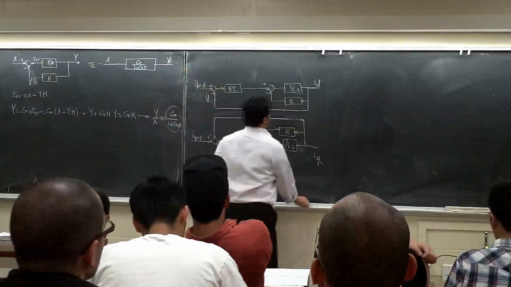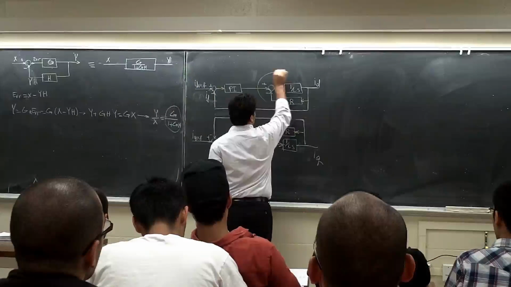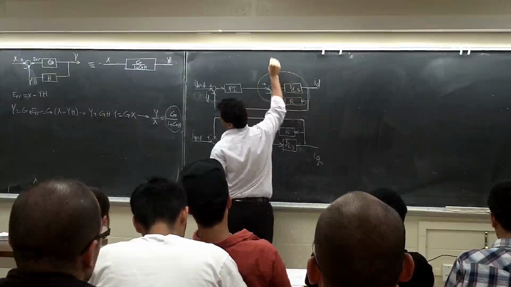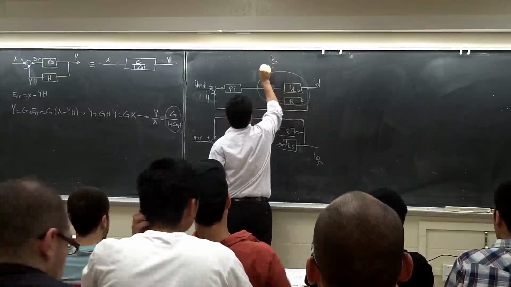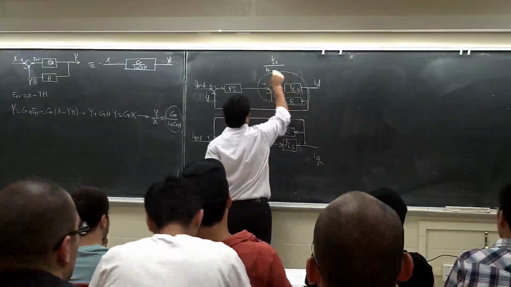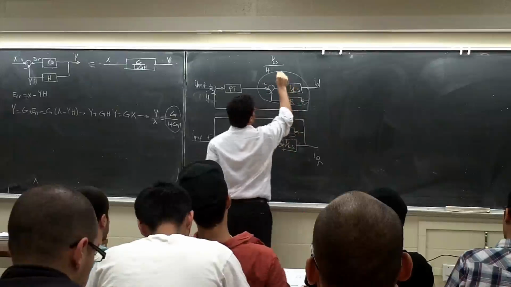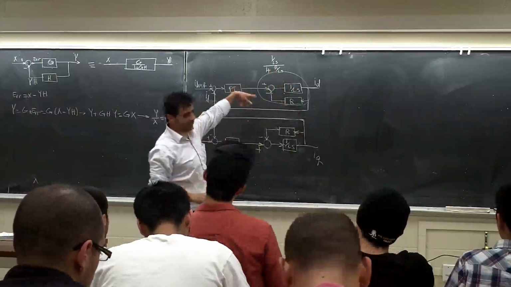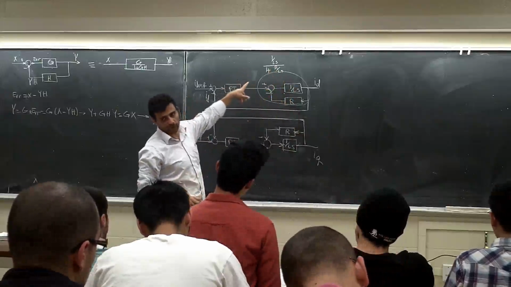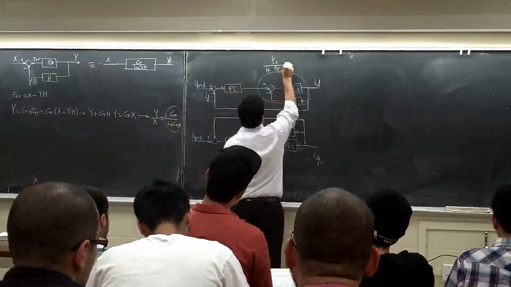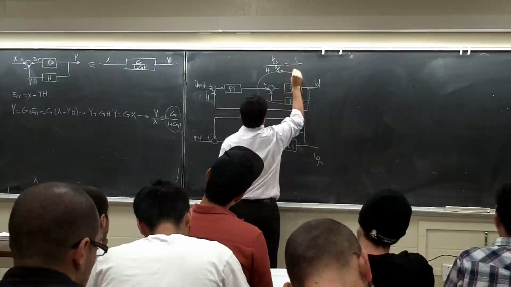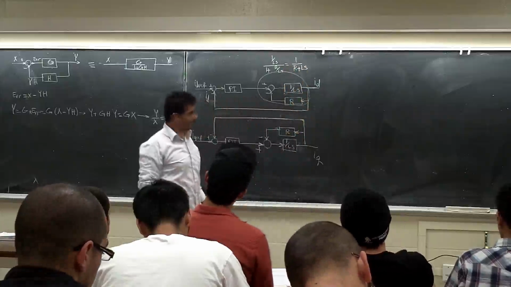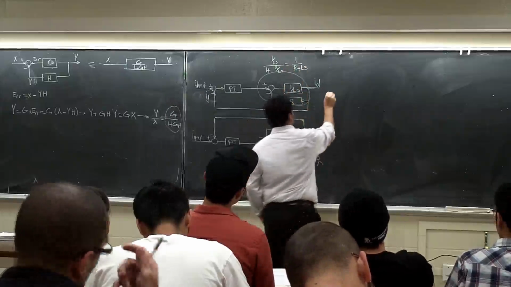Let me simplify this one. This is a G, right? 1 over LS over 1 plus GH, right? R over LS, right? Let's multiply both the numerator and denominator by LS. It's going to be 1 over R plus LS, right? So this circuit is going to be quadratic.